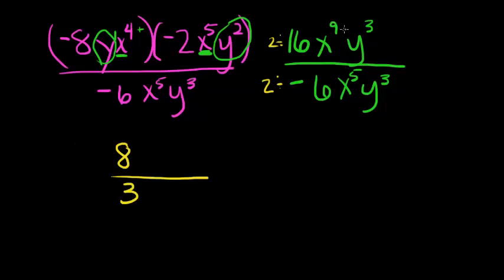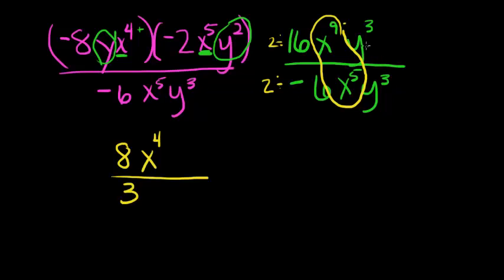Now, I'm going to take the x's and simplify them. I simply subtract exponents. X to the 9th divided by x to the 5th is 9 minus 5. It leaves me x to the 4th. And remember, when you use a subtraction method like I am, you always write it on the top and at the end adjust if you have negative exponents.